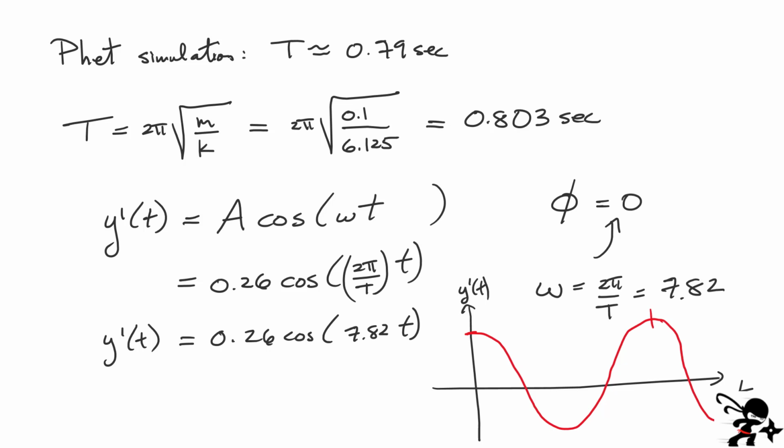The amount of time here, if you write here, this here would be 1 period, right? This time would be 0.803 seconds. That is the definition of the period, the time for one full oscillation like this.